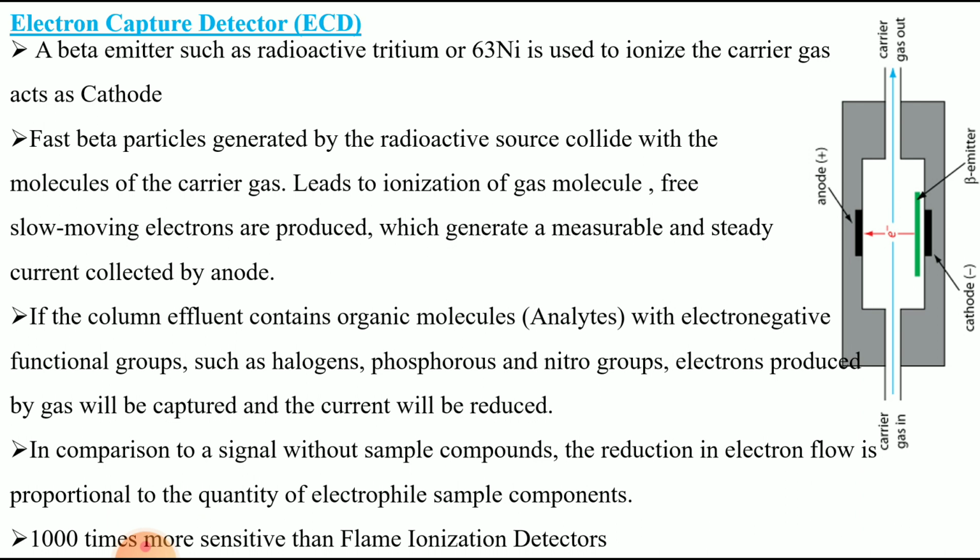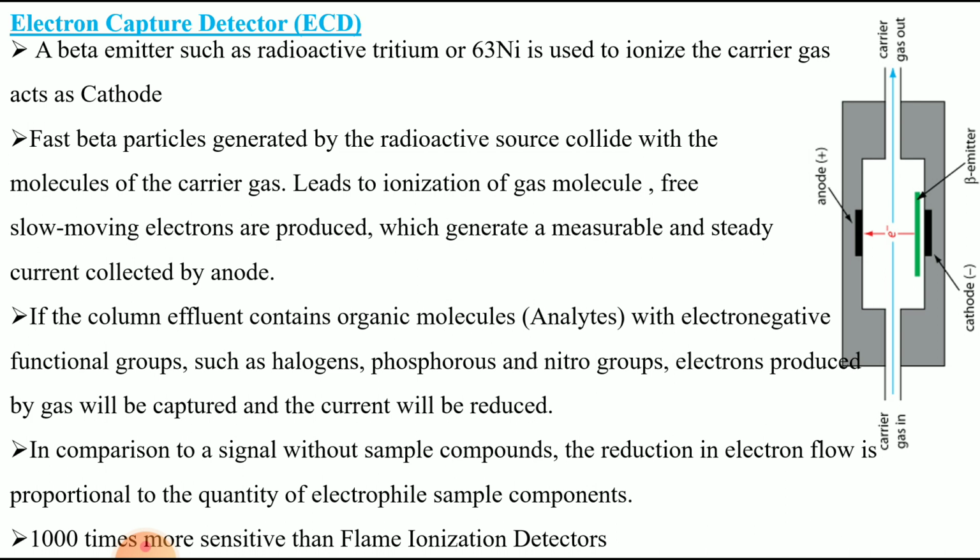When, along with the carrier gas, analyte reaches the cathode, the electrons produced by the carrier gas are attracted by the analyte. The analytes which most commonly cause this phenomenon are electronegative atoms like halogens, phosphorus, and nitro groups. They capture the electrons and interfere with the steady flow of electrons towards the anode. That's why there is a decrease in the current production.